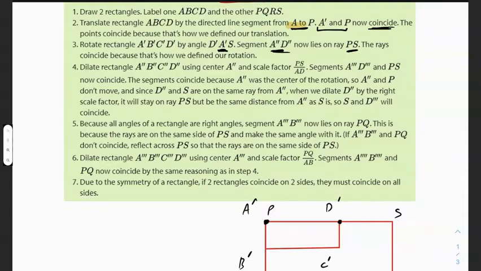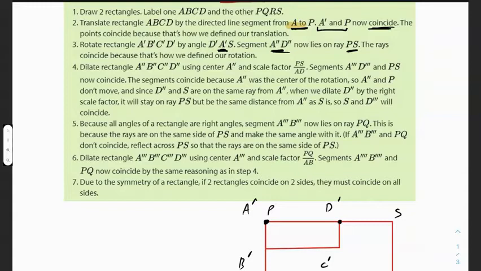Okay, so rotate around. Wow, is he really saying rotate all the way around? That doesn't make any sense. But he says A double prime, D double prime now lie on PS. A double prime. So is he talking about something like this?